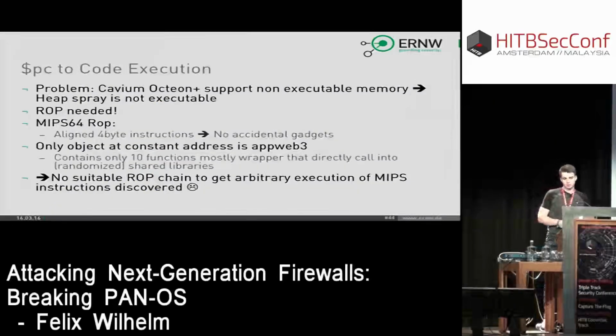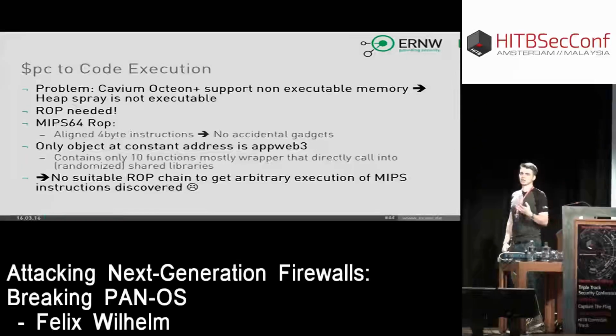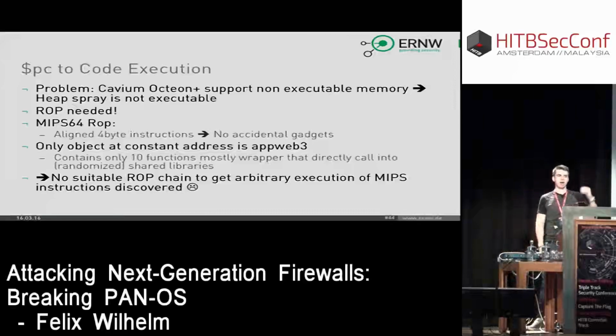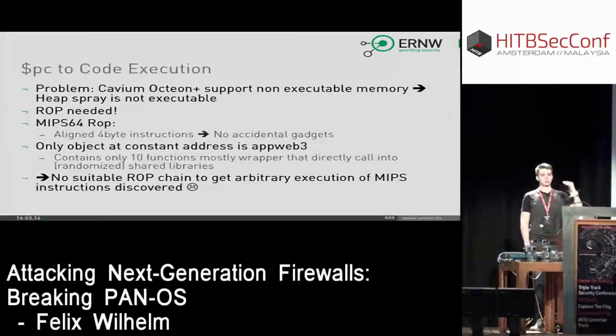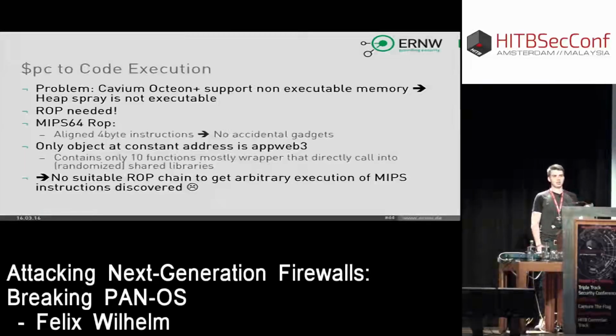Now, the problem for full code execution is our heap spray is not executable, so we need a ROP chain. ROP chains on MIPS64 are kind of terrible because MIPS wants to have aligned instructions, so every instruction needs to be aligned to a 4-byte boundary. So you don't see any accidental gadgets. Normally on x86 you just jump into the middle of an instruction and you can build arbitrary ROP chains with that.